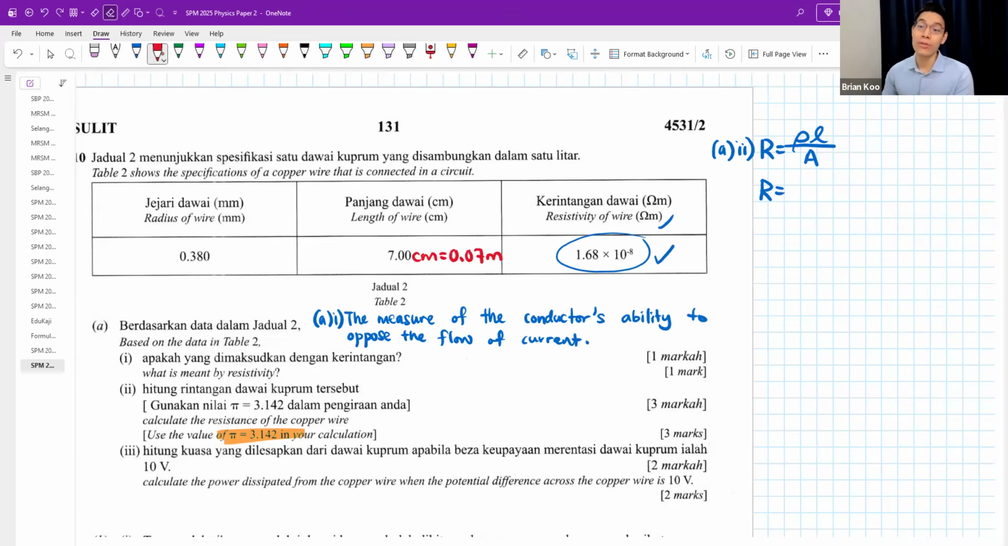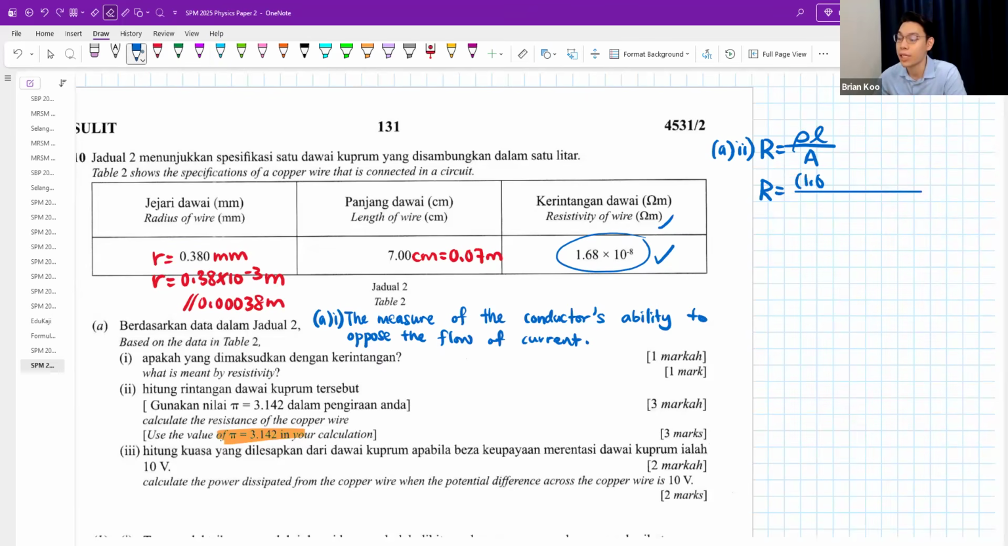And this one is radius, you know. Radius is 0.38 millimeter, which is 0.38 times 10 to the power of negative 3 meter. Or you want to write as 0.00038 meter. Also can. Right? So I feel you want to sub in straight away. All right, that is fine. That'll be 1.68 times 10 to the power of negative 8. The length 0.07 meter. Everything must be SI unit.